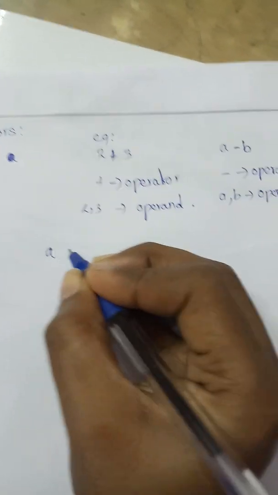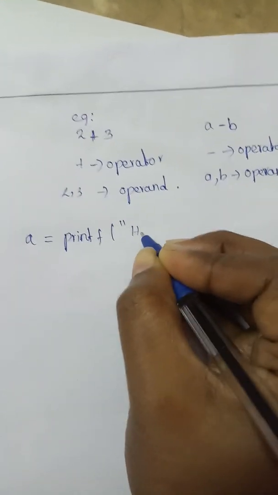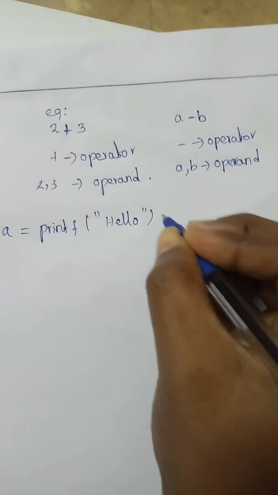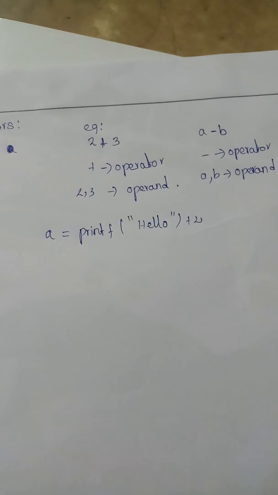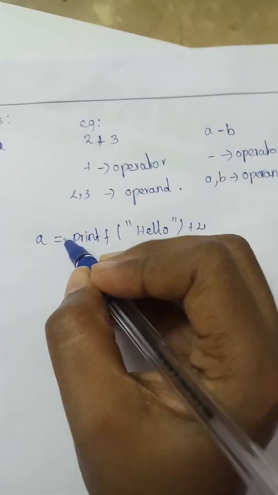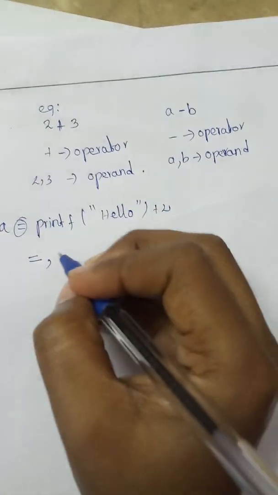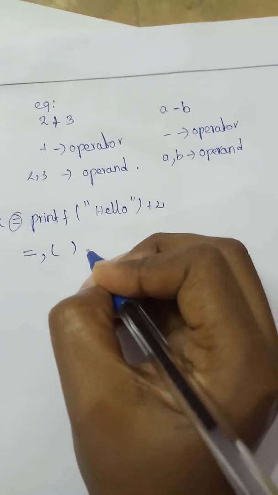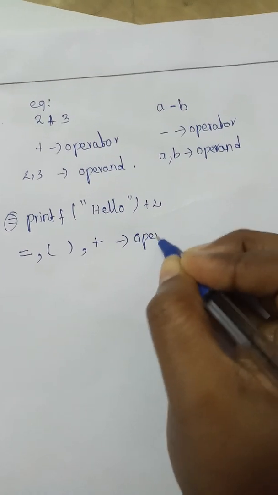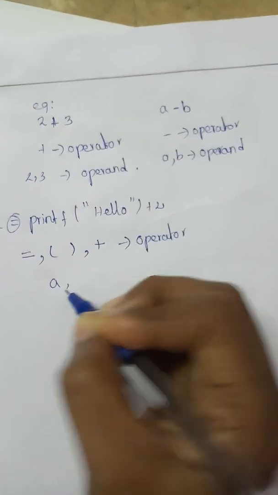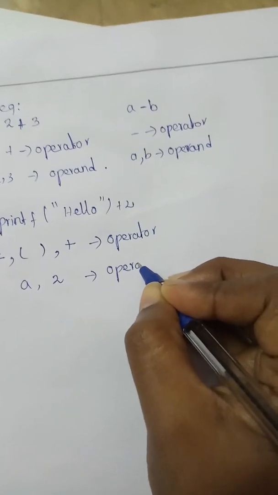For example, here I am taking a equal to printf hello plus 2. Here what are operands and what are operators? Equal to is the operator, open bracket, close bracket is the operator, and here the plus is the operator. These are operators. And a comma 2 is the operand.